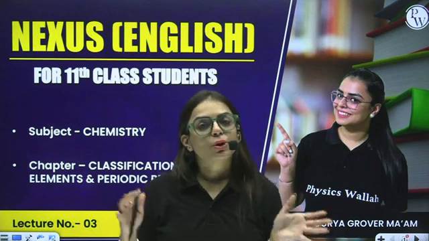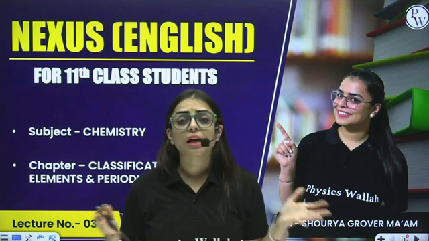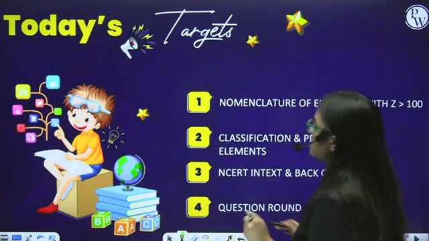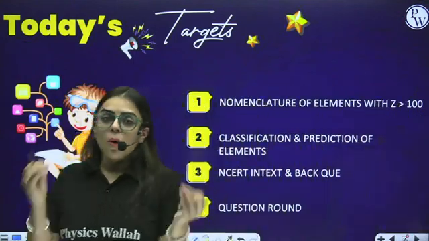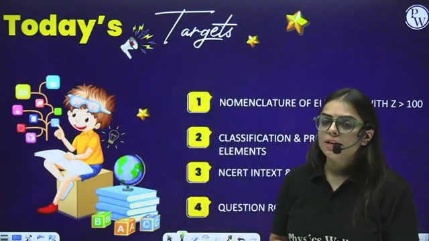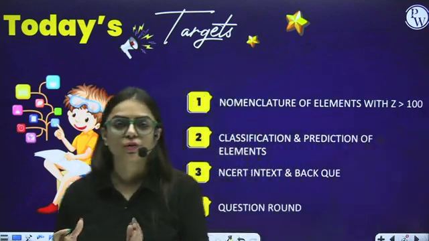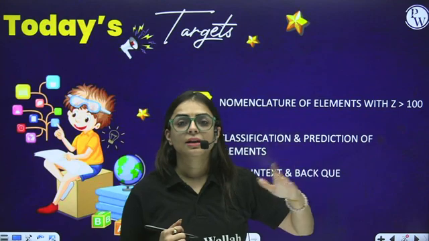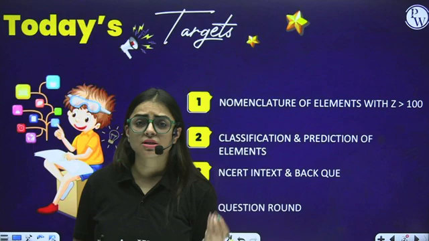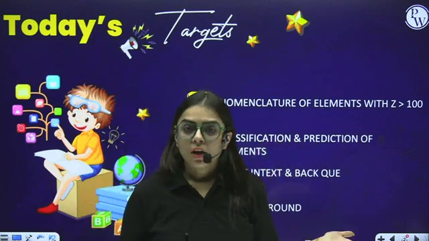Now coming to my topic, we are starting with lecture number 3. What are going to be the targets for this particular session? First of all, let us discuss that. Here we are going to do the nomenclature of the elements whose atomic number is more than 100. We are going to name them, and then afterwards we are going to see the classification and prediction of elements, which period, which group, and which block they lie in. We are going to do the prediction with the help of some certain rules. It's very easy, but yes, questions are asked. You will observe the question pattern in the session also.